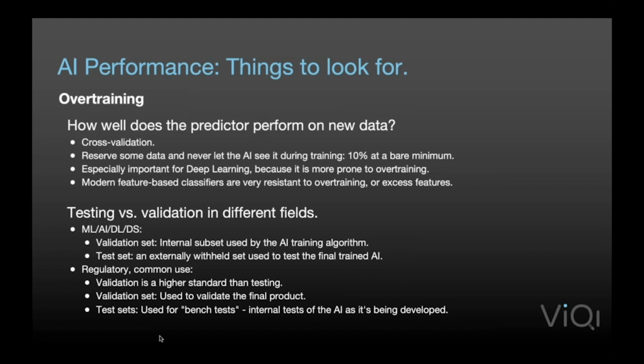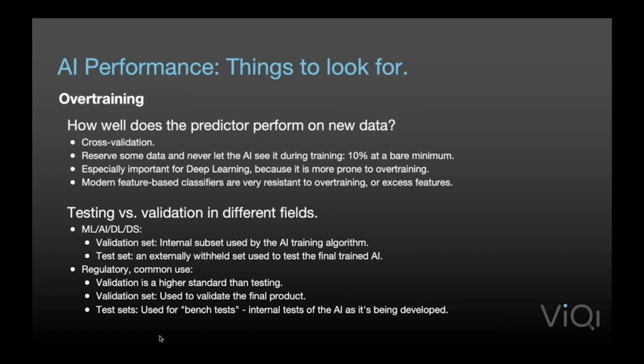And this goes into a little bit of difference in how we talk about validation and testing. So in the AI world, so that's machine learning, AI, deep learning, data science, for validation sets, people typically talk about these internal sets that the AI uses to see how well it's doing internally.